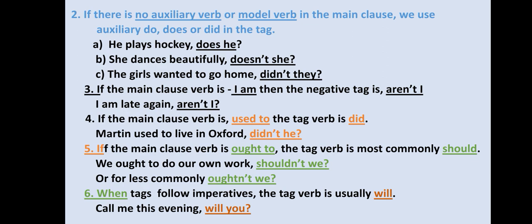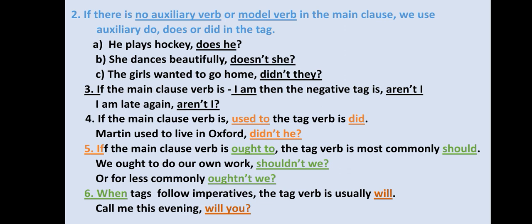Now the second rule for question tags is that if there is no auxiliary verb or modal verb in the main clause, then we use auxiliary do, does, did in the tag. It means if there is no auxiliary verb, no modal verb, then we use do, does, did in the tag. Try to understand with the help of examples. Number one, he plays hockey, doesn't he? Number two, she dances beautifully, doesn't she? Number three, the girls wanted to go home, didn't they?